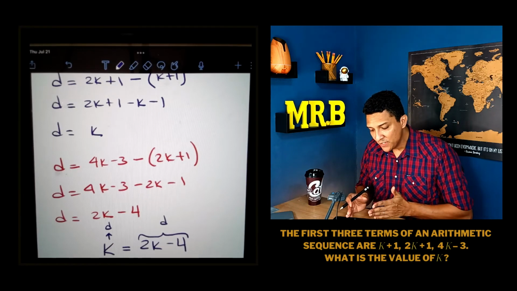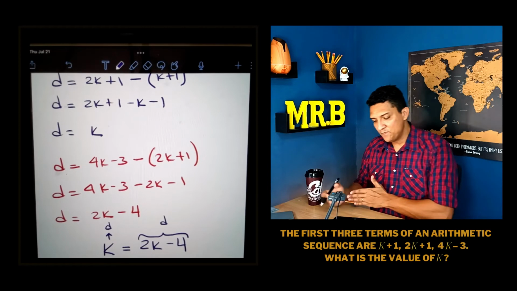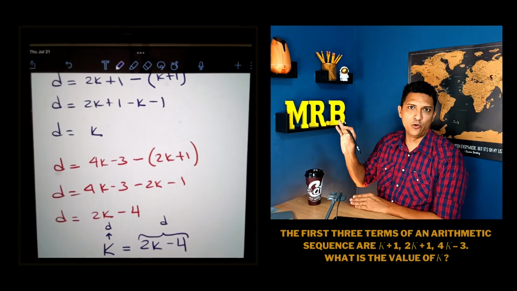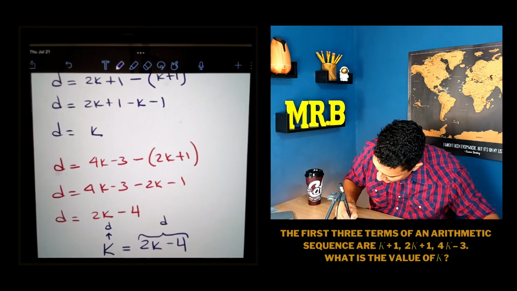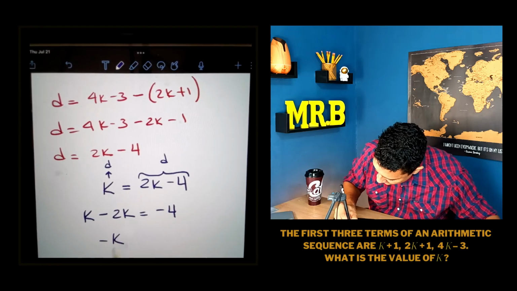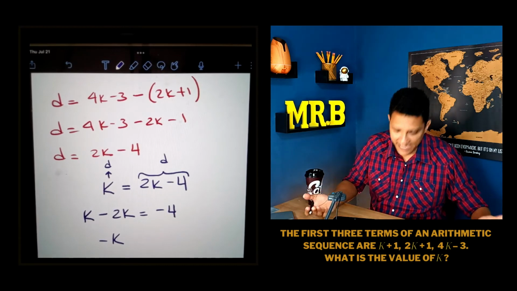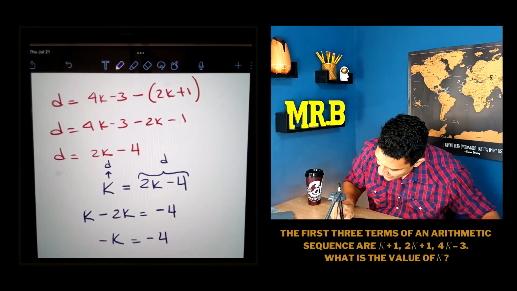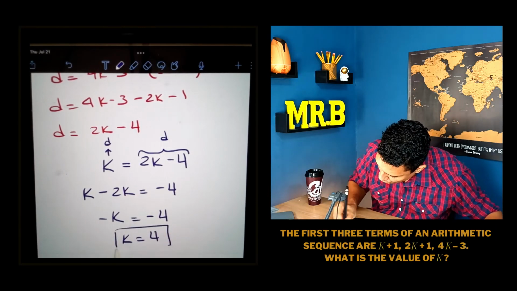So I'm going to pass all the k's to one side of the equation, leave the negative 4 alone, and then solve the equation. So let's do that. k minus 2k equals negative 4, and here negative k. Remember that 1k minus 2k is negative k, equals negative 4, and if negative k equals negative 4, that means that k equals 4. So we already answered the question. The question was, what is the value of k? The value of k is 4.